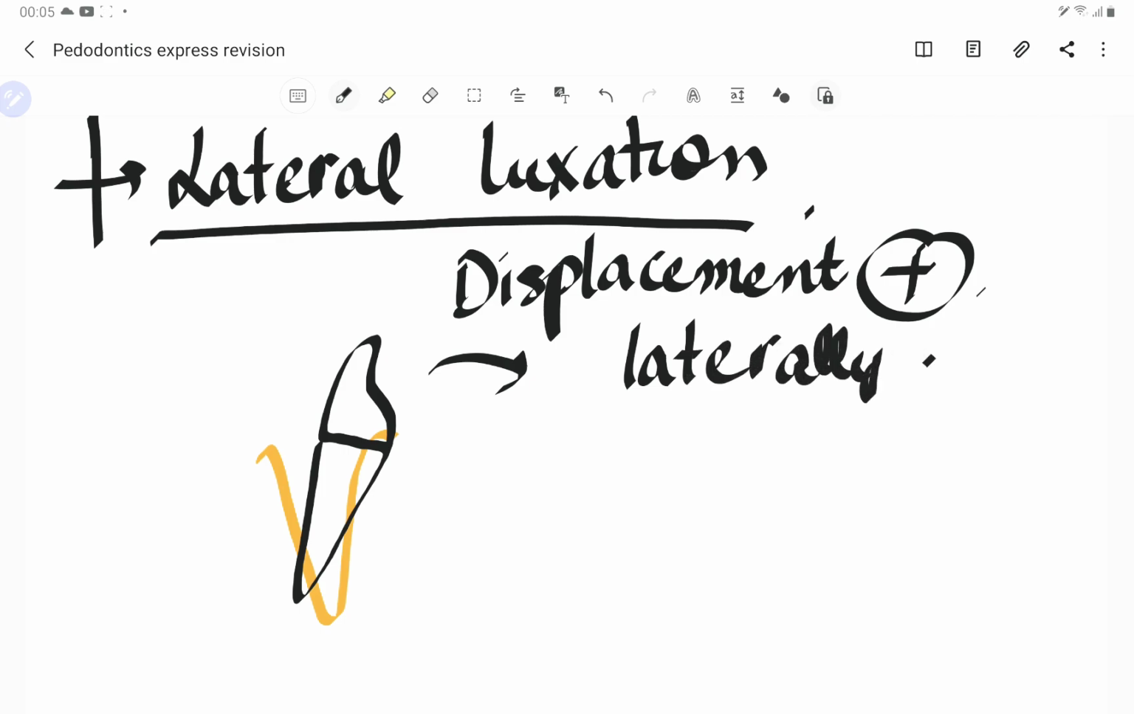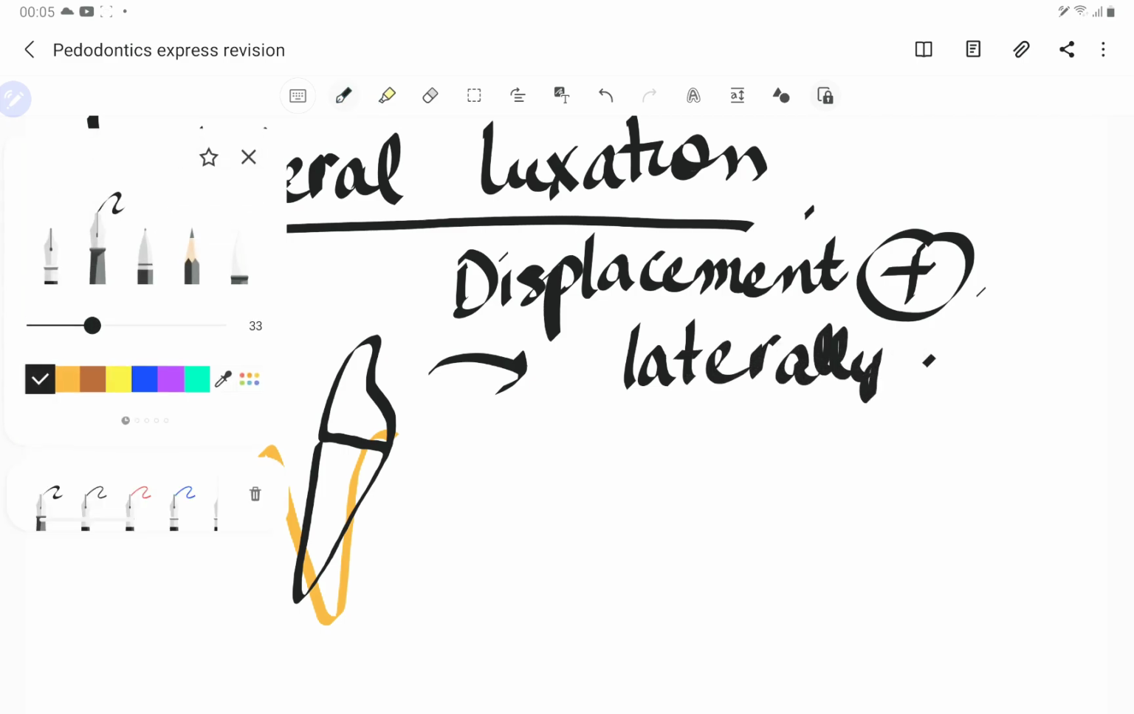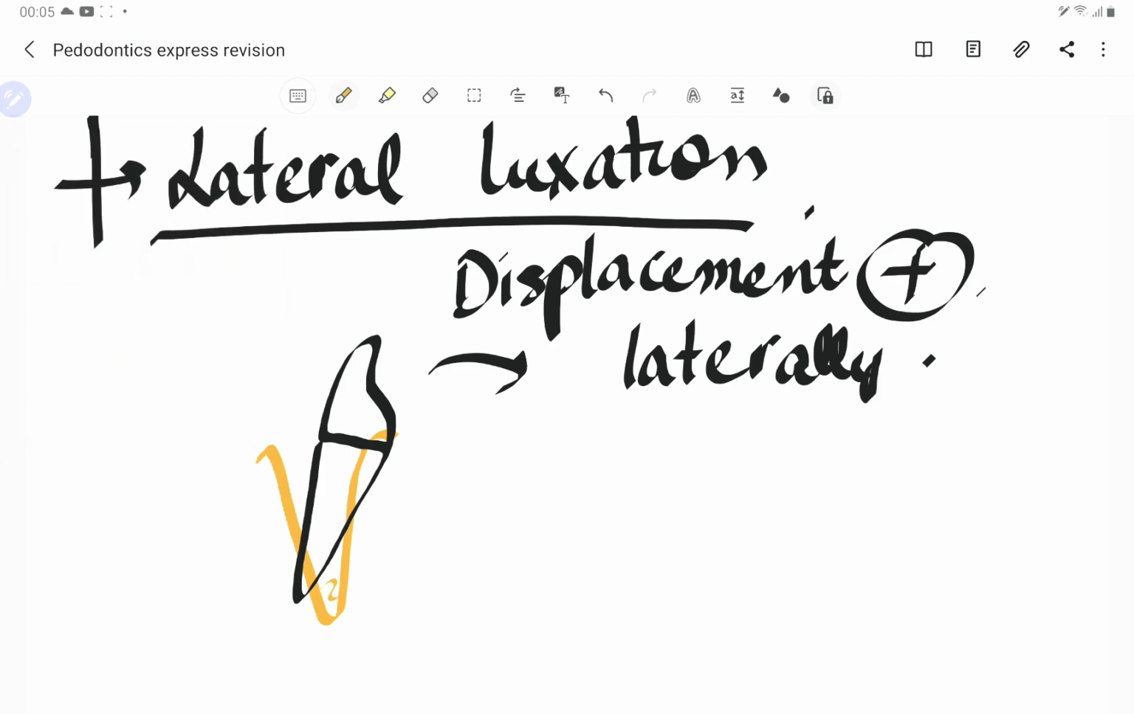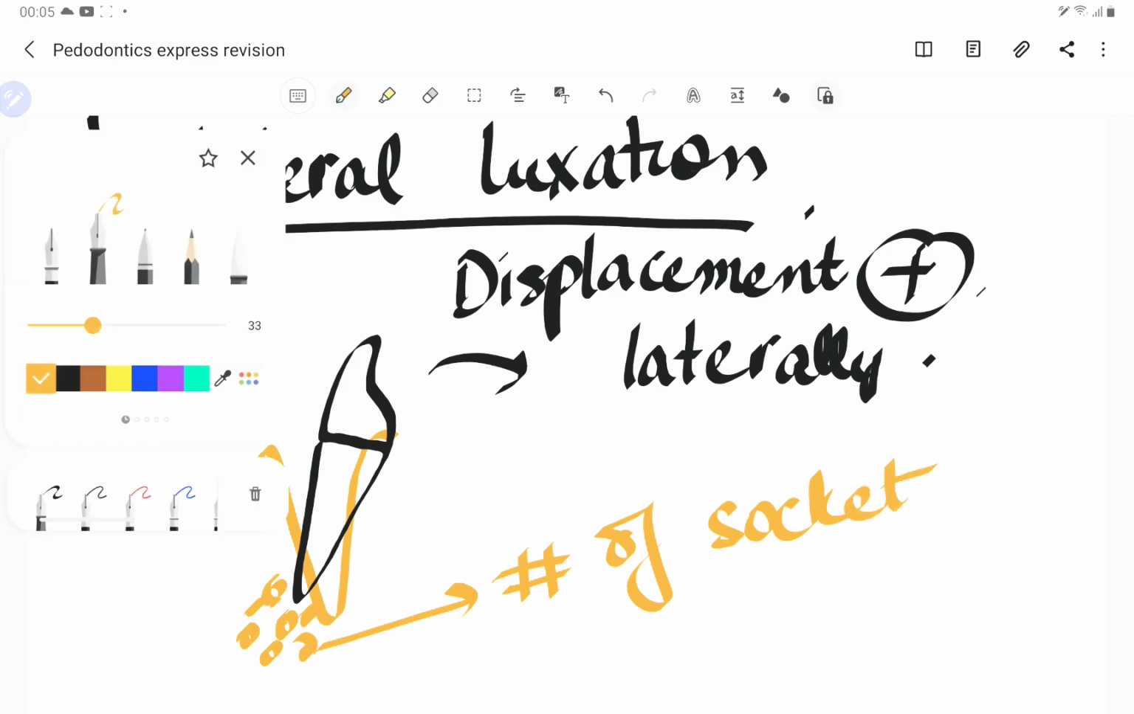right? Sometimes what do you see, that also there is fracture of the socket. So we see that there is fracture of the socket in case of lateral luxation.